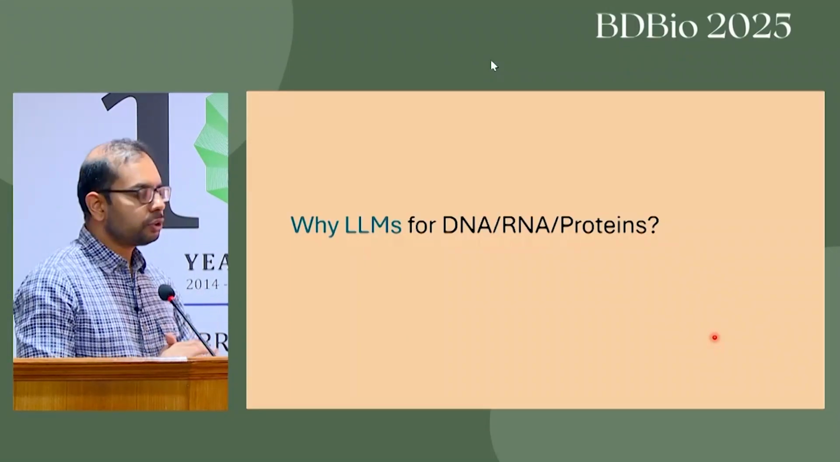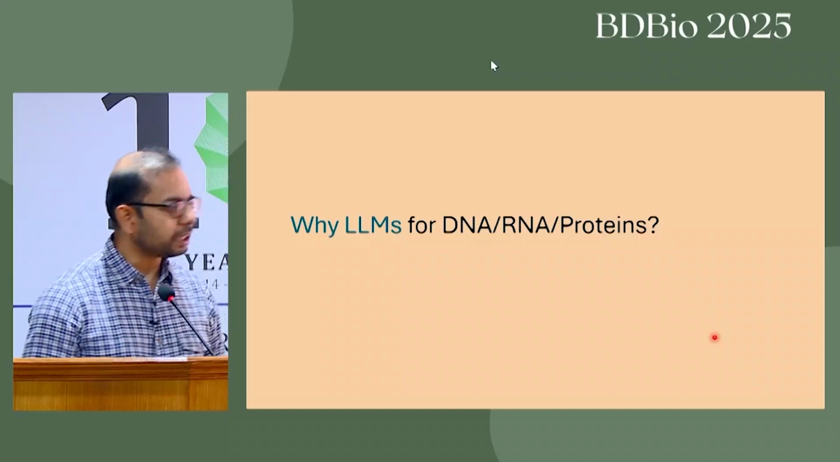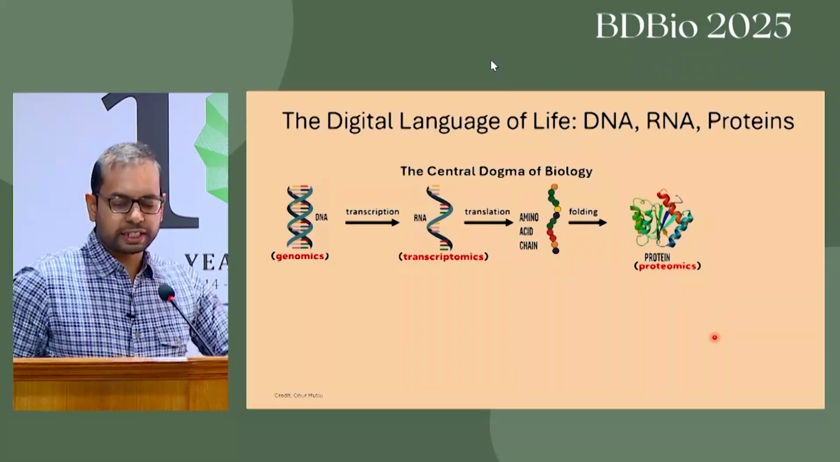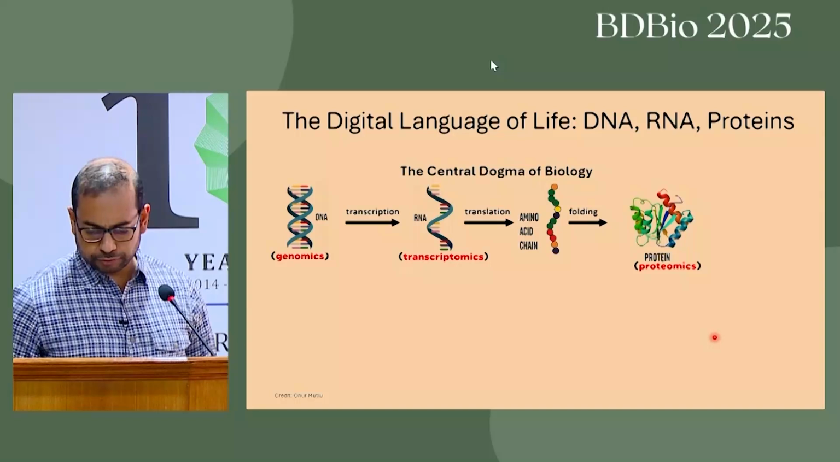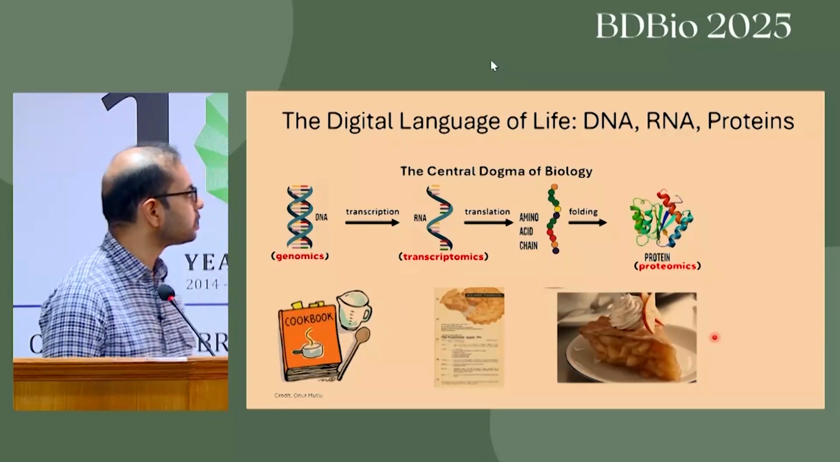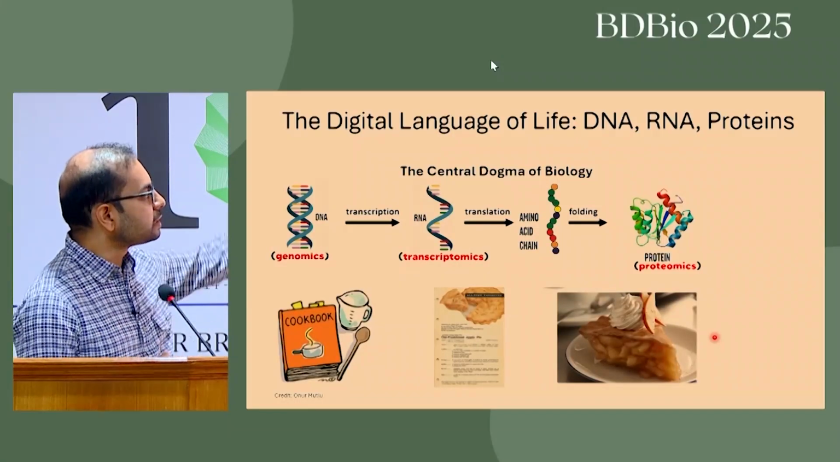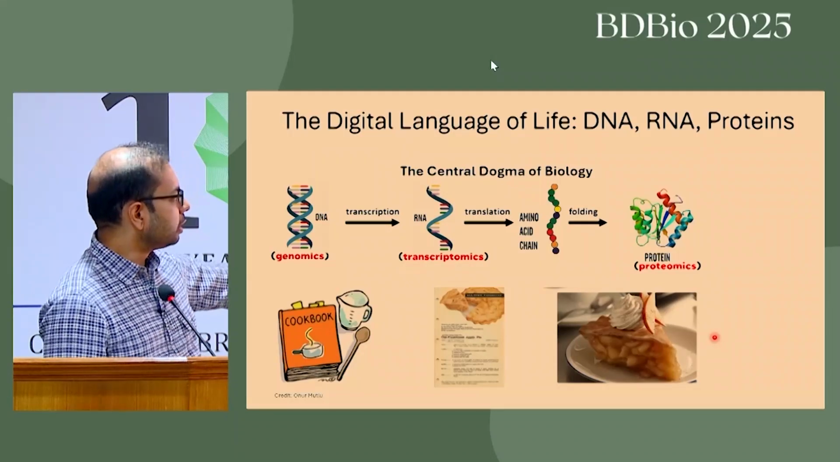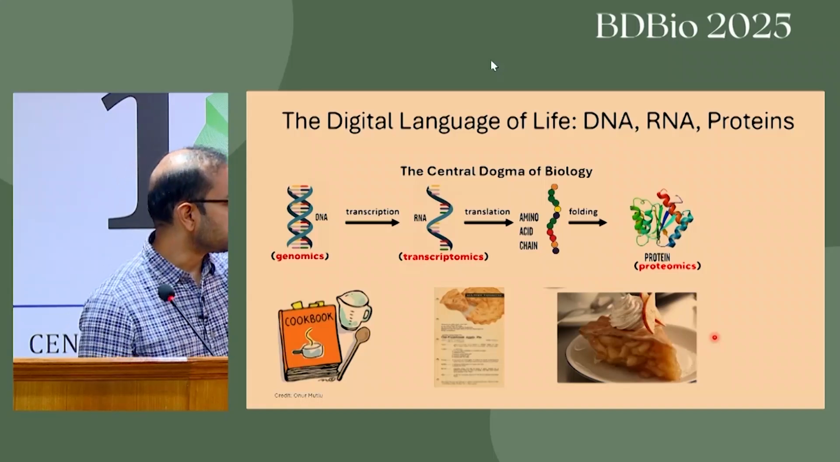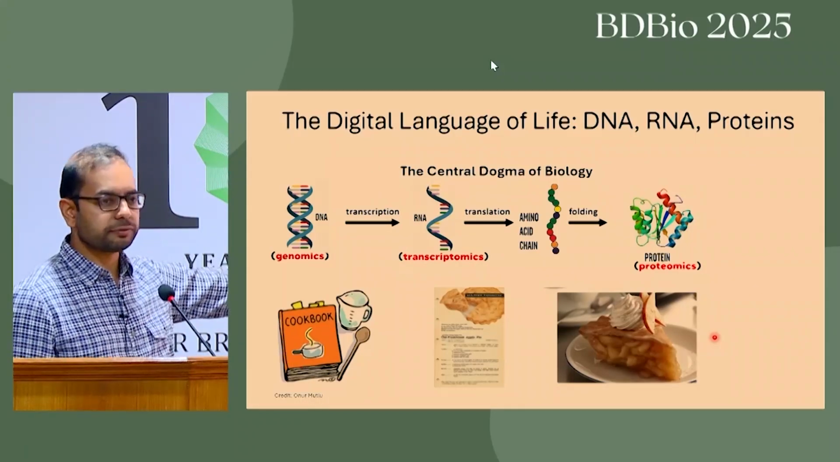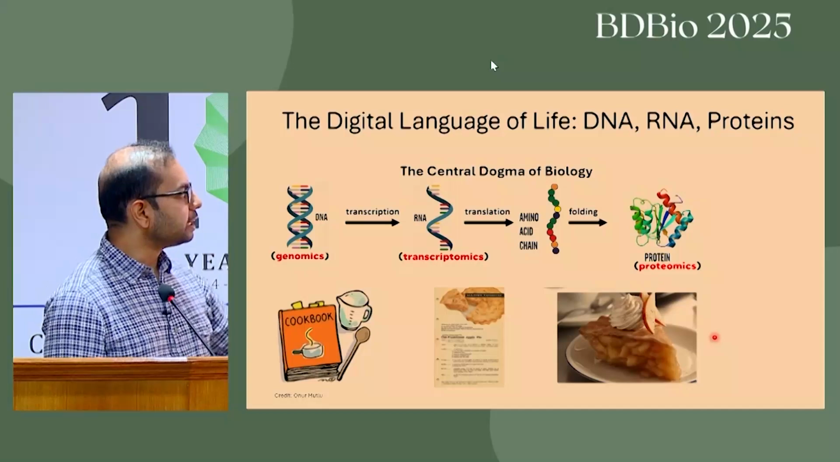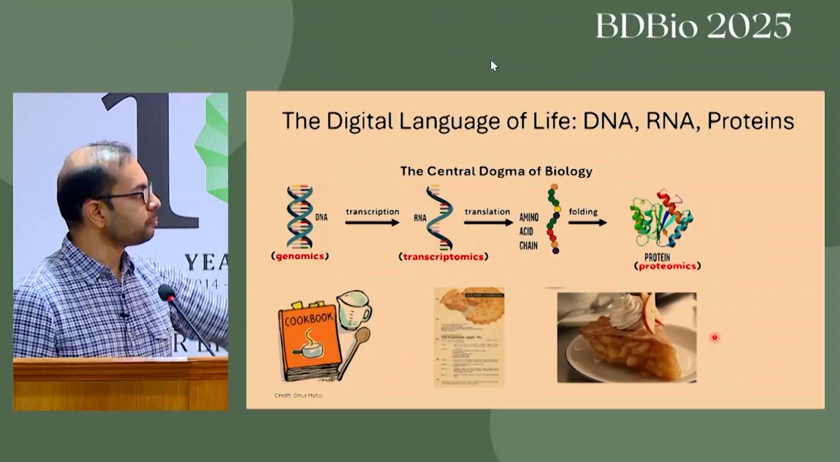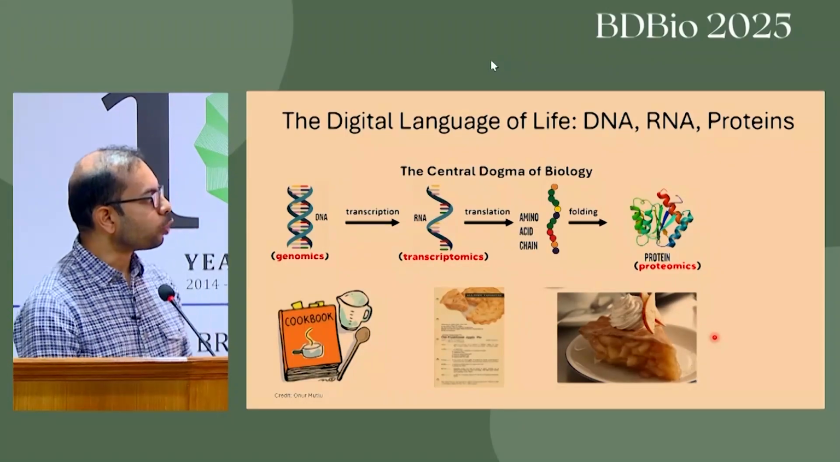So with that background, let's talk about why LLMs for DNA, RNA, proteins. I think for this audience, I don't need to really do much of this, but just to set the context. So here's the central dogma of biology, right? We have genomics, we have DNA. That DNA is transcribed into an RNA. So that is the area of transcriptomics. Then it's translated to amino acid chain. And then that amino acid chain folds into proteins.